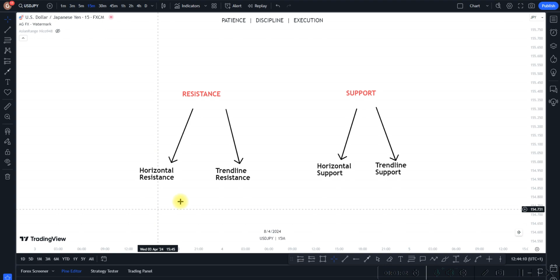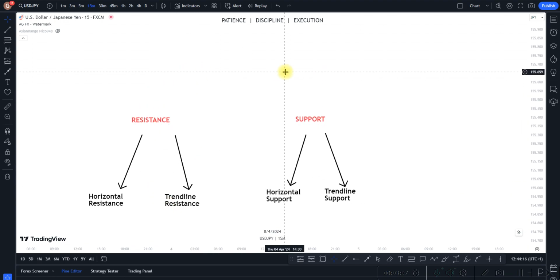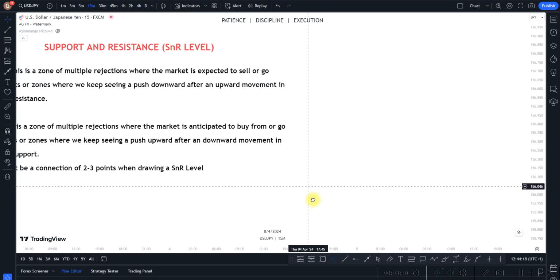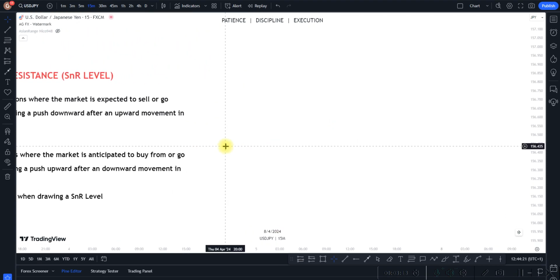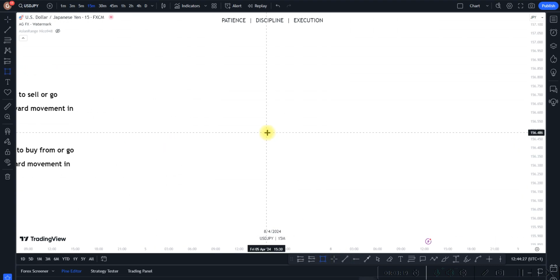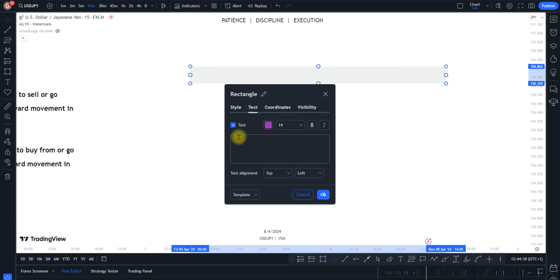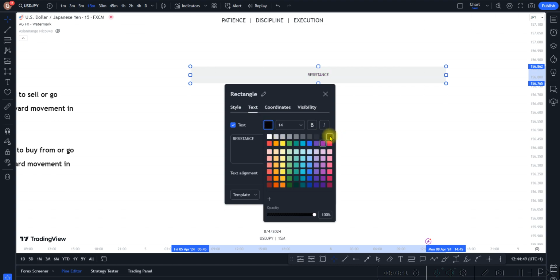So now let's go ahead and try to understand how to draw or how to identify resistance and support levels. The first thing we'll look at is the resistance. Now, we might have a zone like this. Let's call it our resistance zone. So let's say this is resistance.